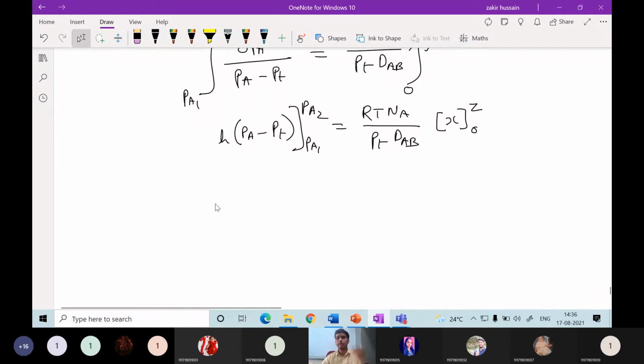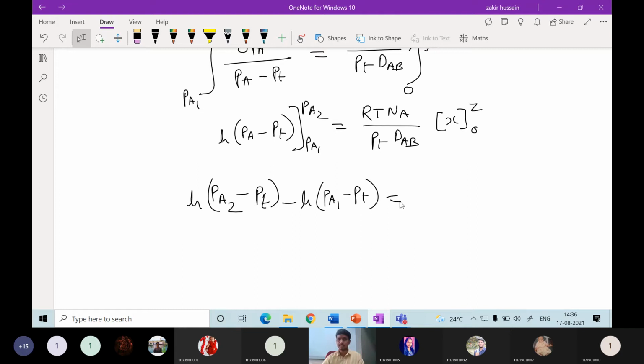So now substitute upper limit minus lower limit. That is ln PA2 minus PT, the upper limit, minus ln PA1 minus PT, the lower limit, is equal to RT NA divided by PT into DAB, upper limit minus lower limit. Upper limit is Z, lower limit is 0.